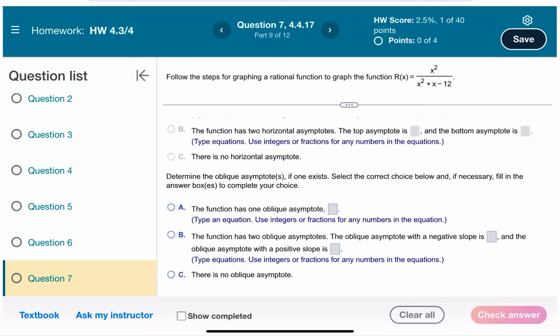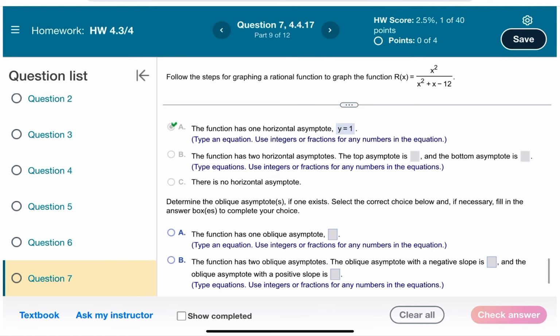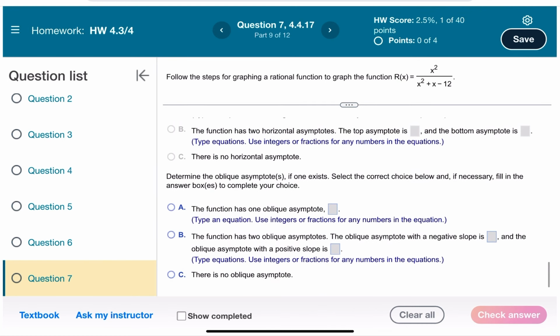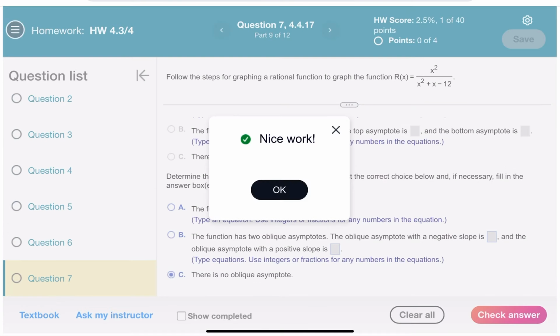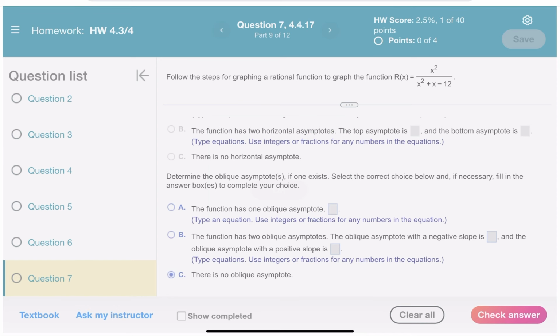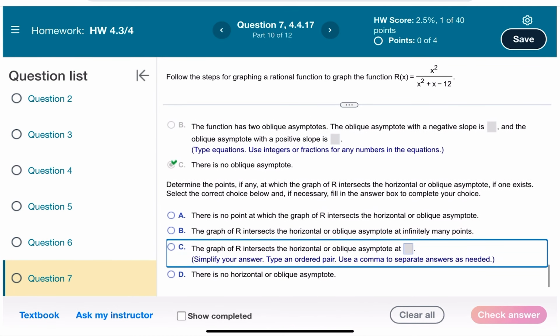Determine the oblique asymptote. Again, no oblique if there's a horizontal. Nice work. Determine the points, if any. Okay, this is again the weird one. Determine, if any, the points at which the graph intersects the horizontal asymptote.